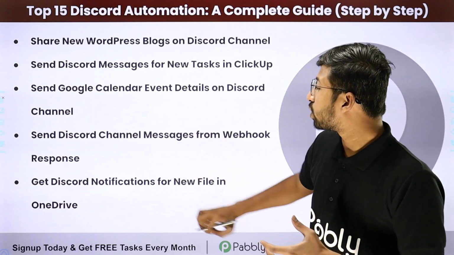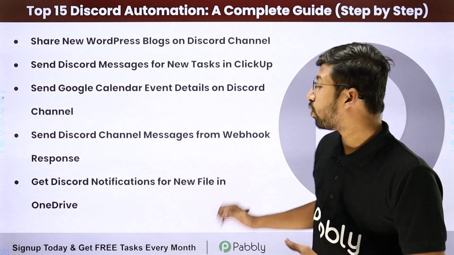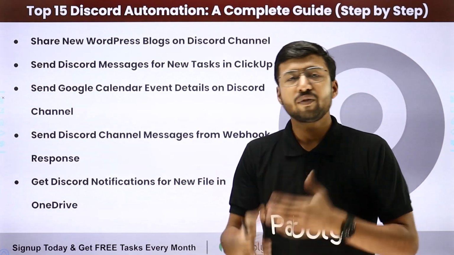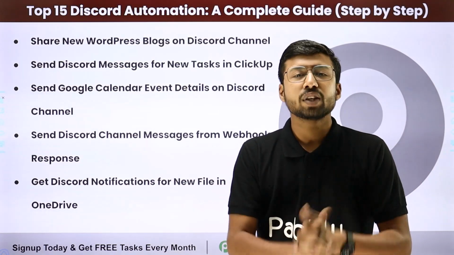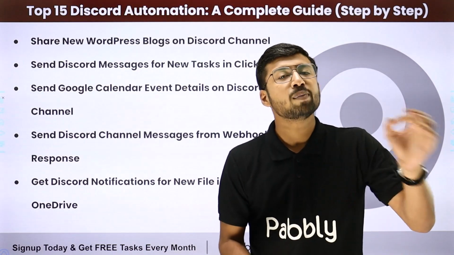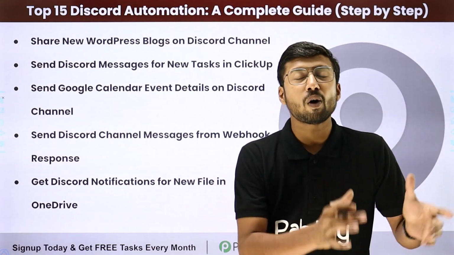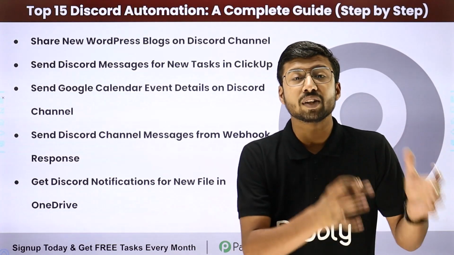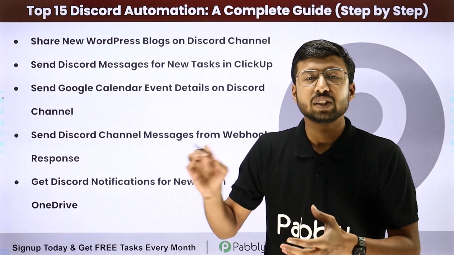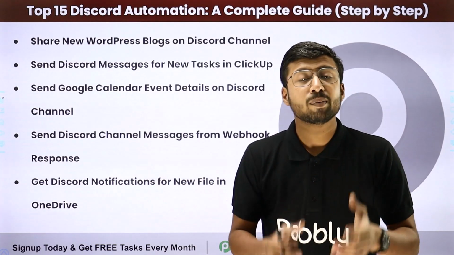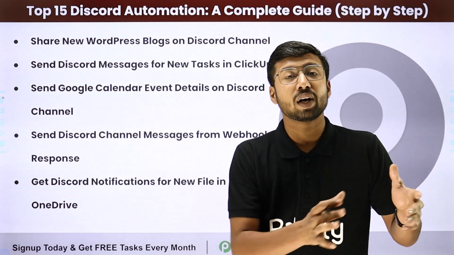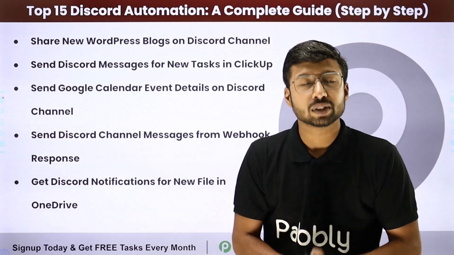The last automation for now is getting Discord notification for new files in OneDrive. So if your team members are working on a project and have a common OneDrive folder, using this automation, whenever a new file will be uploaded in your OneDrive folder, automatically the details of that file with the file link will be shared as a message on our Discord channel. Using this automation guys, you and your team member will always get updated for the new files or new updates which your team members are working on.